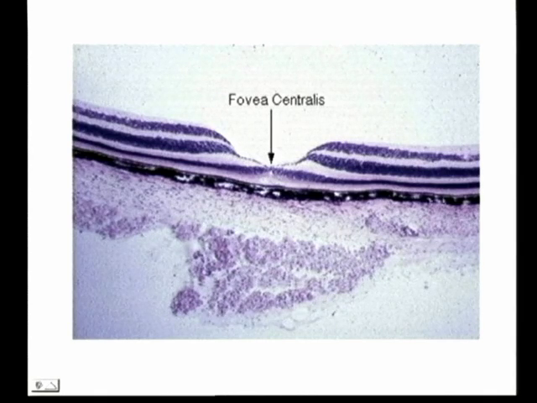Just know that out in here, this is going to get blood supply from the central retinal artery. This down in here is going to get blood supply from the posterior ciliary artery. Remember, there's no blood supply in here.